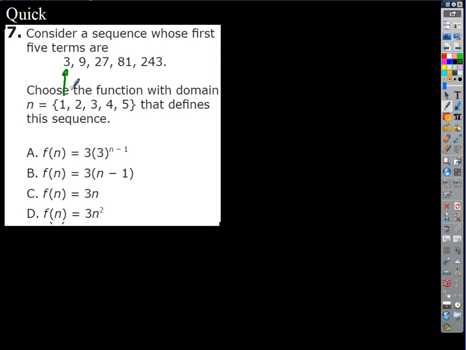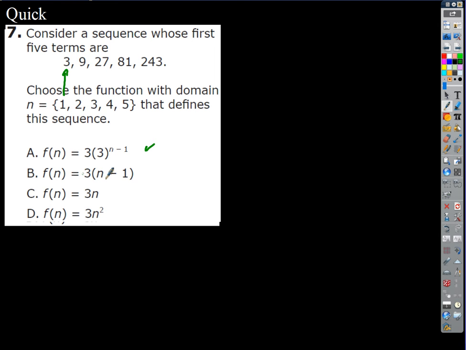Yes or no? So the first one, if I input a 1, I get 3 times 3 to the 0. What's anything to the 0? 1, right? Anything to the 0 is 1. So I get 3 times 1 is 3, so yeah, that one checks out so far, right? So we'll put a check there. It checks out with the first input giving us the correct output.